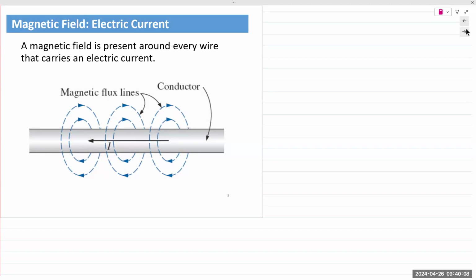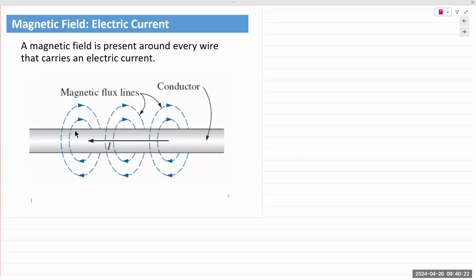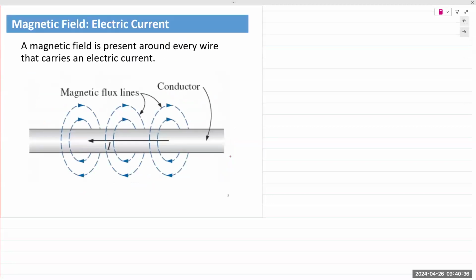So anytime you have a wire, a current carrying conductor, and current passes through it, a magnetic field develops around that conductor. That field is very, very small, very tiny. And we have what are known as the magnetic flux lines. That's the direction of the magnetic field. You can use the right-hand rule.